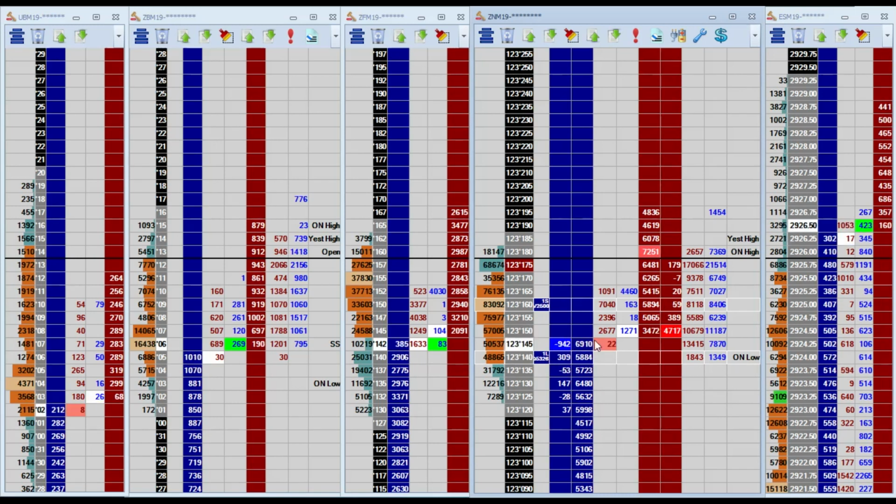Keeping an eye on this bid. It's not pulling off yet. Just in case that pops back up, I just want to lock in the profits. You might get slipped on that. It's not unheard of.